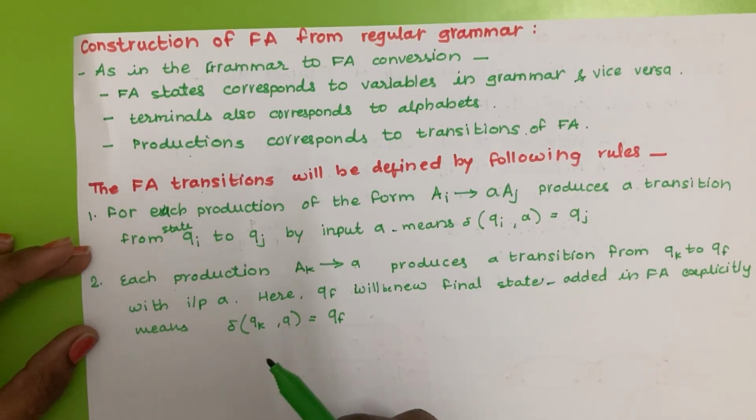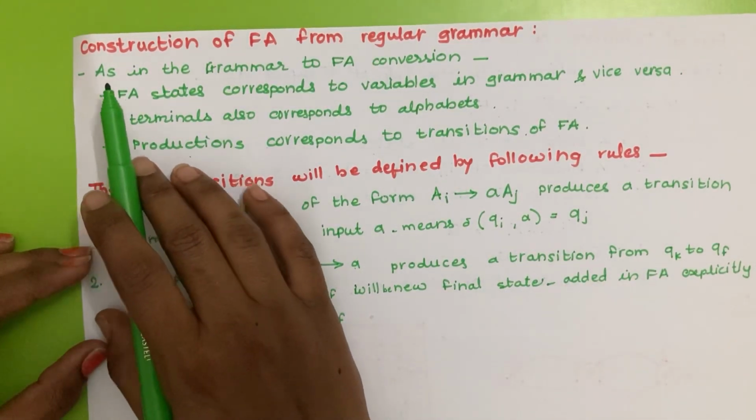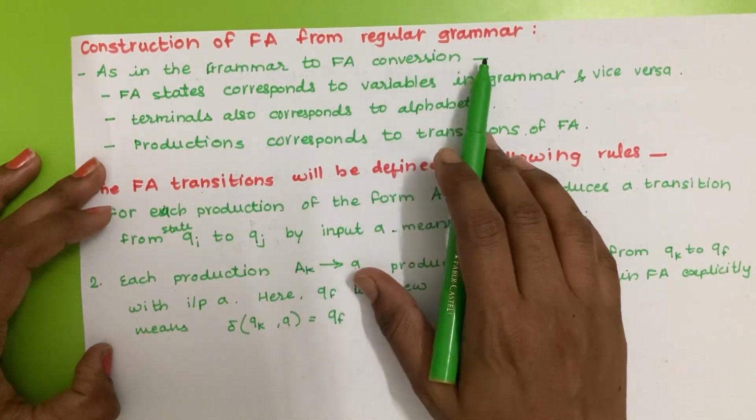We will start with the conversion method. So first we will see how to construct the finite automata from the regular grammar.